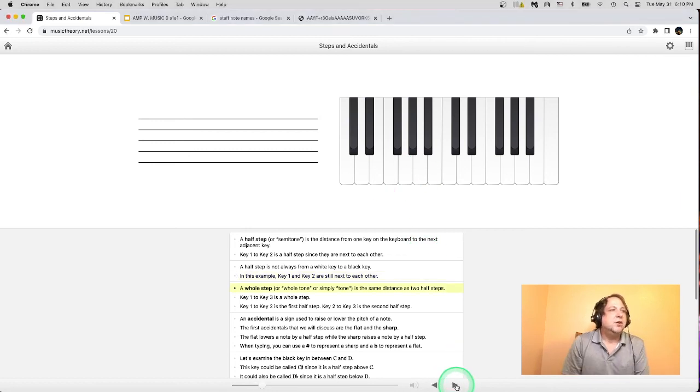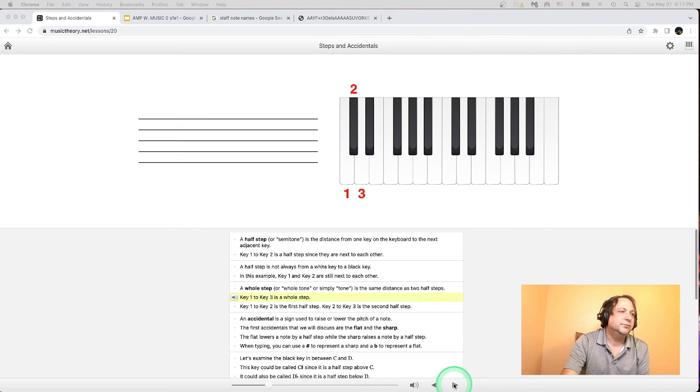Now, a whole step is two half steps. So, if you want to go from 1 to 2, that's a half step. If you want to go from 1 to 3, that's a whole step. Here's what it sounds like. Here's a half step. Here's a whole step. Na na na na. Do re is a whole step.